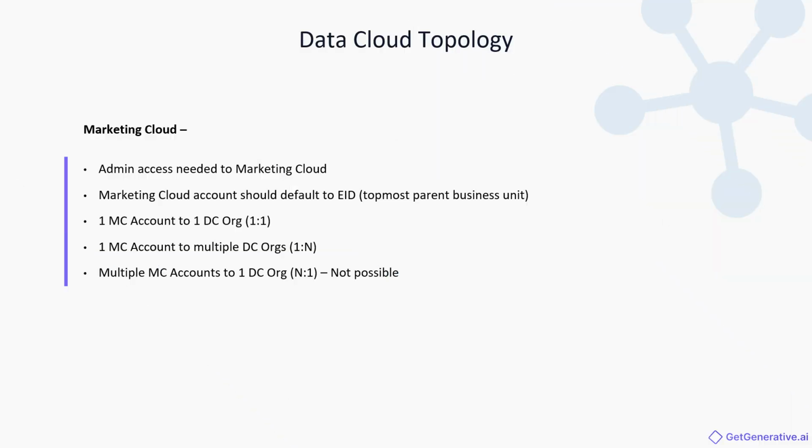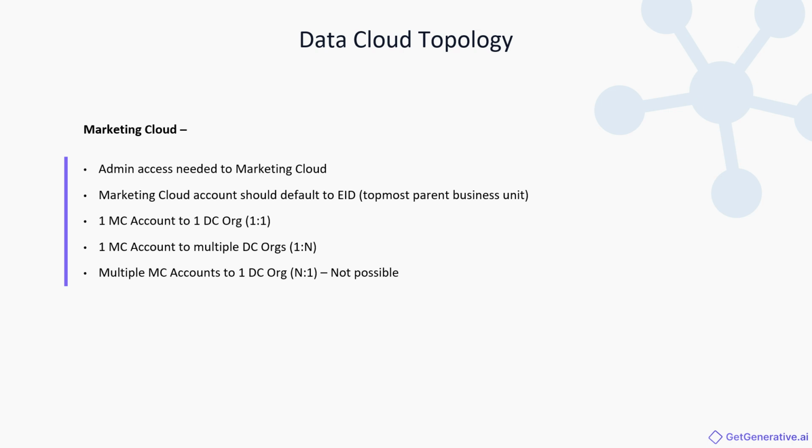For Marketing Cloud, you need administrative access within Marketing Cloud to perform the configuration. Your Marketing Cloud account should be defaulted to your enterprise ID, your topmost business unit. You can have one Marketing Cloud instance connected to one Data Cloud instance, one-to-one. One Marketing Cloud instance connected to multiple Data Cloud instances, 1:n, is also possible. The last one, where you have multiple Marketing Cloud instances connected to one Data Cloud, is not possible.